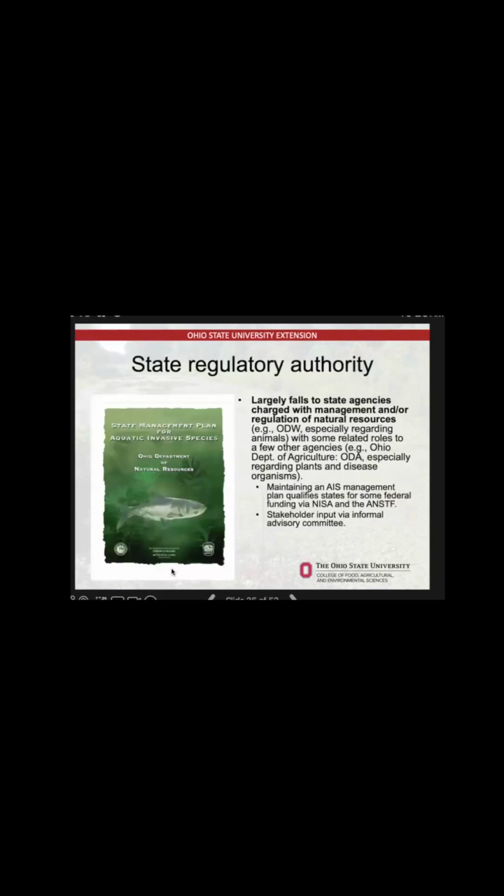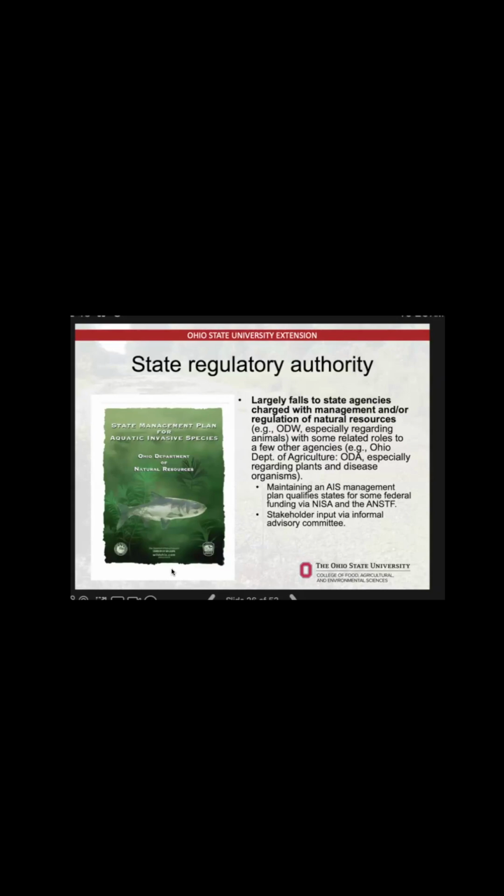By state, the state authority largely falls to the state agencies that are charged with management and regulation of natural resources. So especially regarding animals, that's going to be the Division of Wildlife within the Department of Natural Resources, with some other roles falling to other agencies. For example, the Ohio Department of Agriculture deals a lot with invasive plants, including aquatic things. The state maintains an invasive species management plan. Maintaining that plan qualifies us for a little bit of funding through the feds via that Invasive Species Act. And there is a stakeholder committee to provide input to the state on management topics.